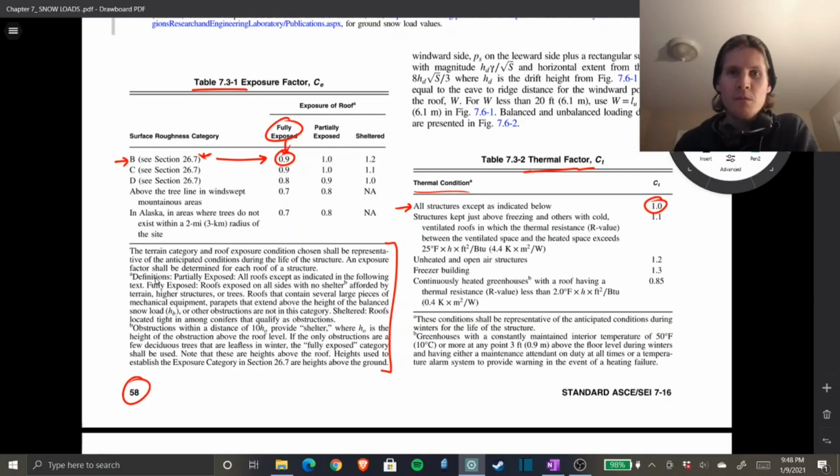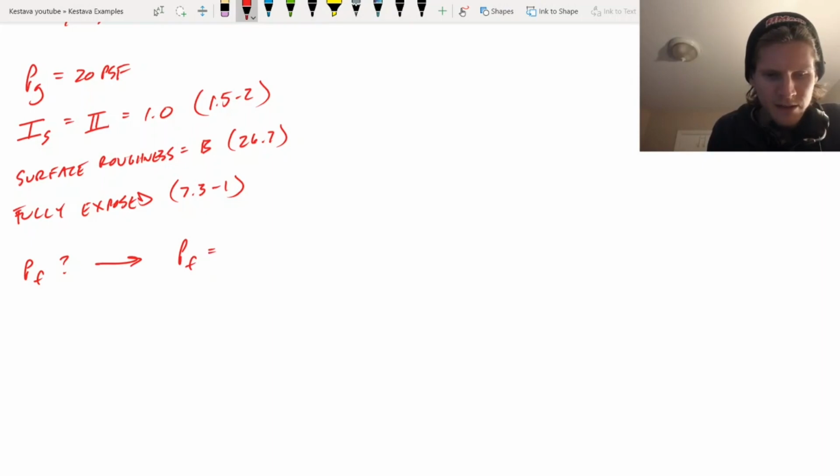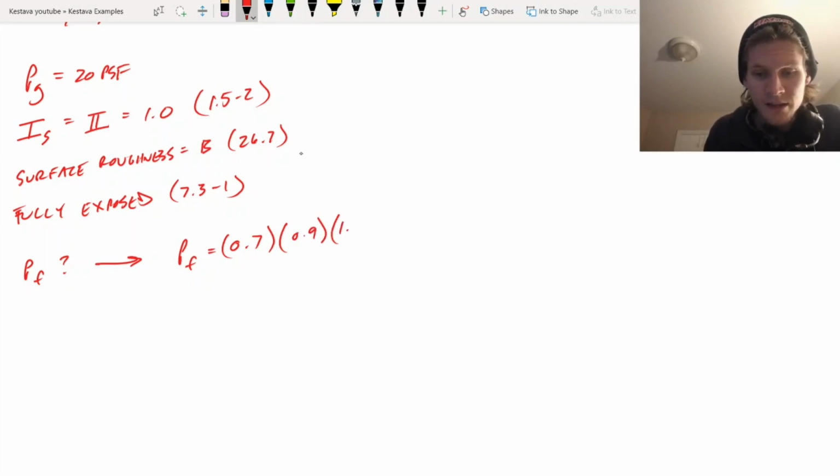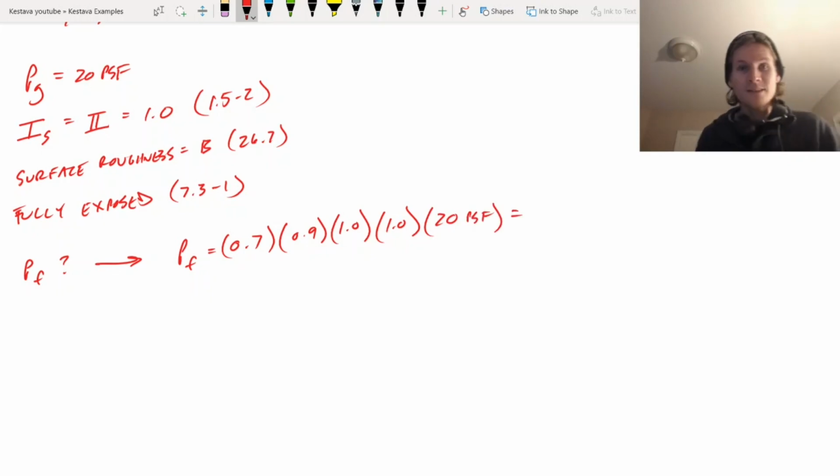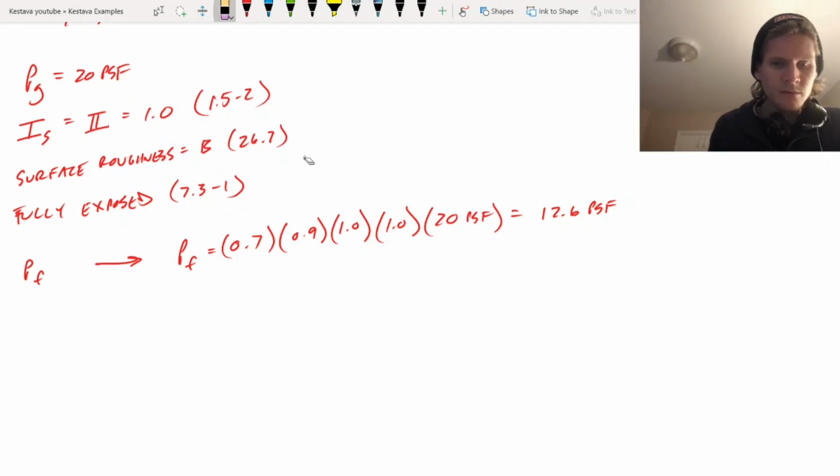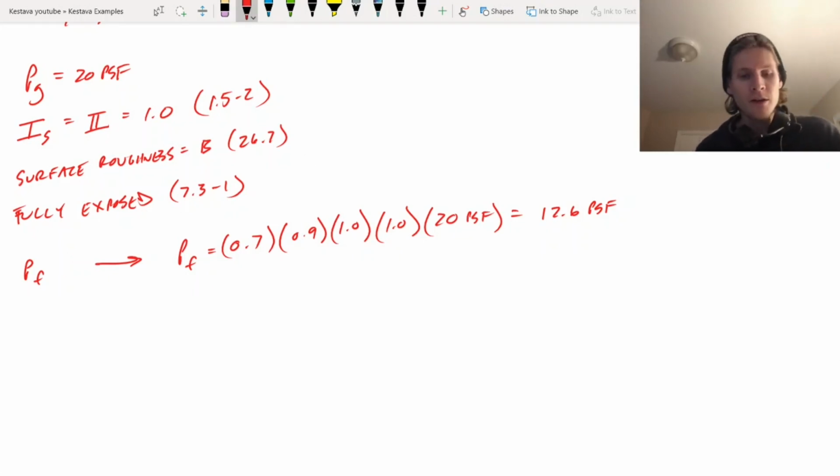Let's get all that info back over on our calculations. So P sub F is going to equal 0.7 times C sub E times C sub T times our importance factor times our ground snow load. All that is going to equal 12.6 PSF. All right, beautiful. So that's our flat roof snow load.